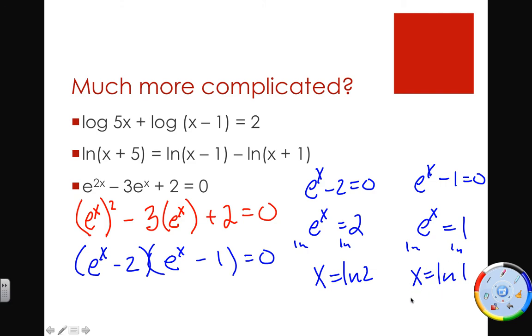I hope you can do the one on the right by yourself without a calculator. X equals 0, because the natural log of 1 is just 0. And the other one, you'll probably have to use your calculator. So the natural log of 2 is 0.69. All right.